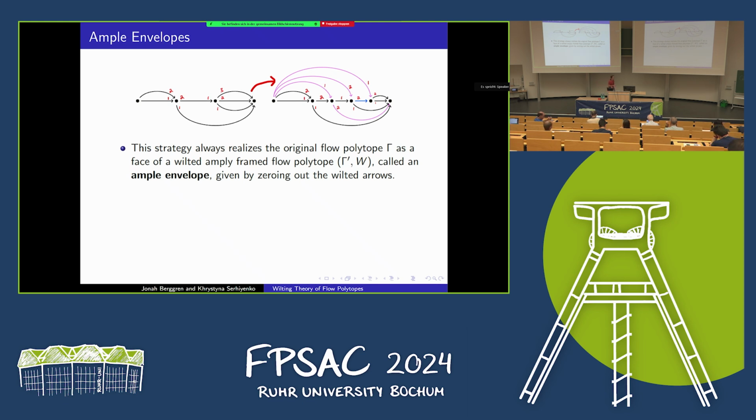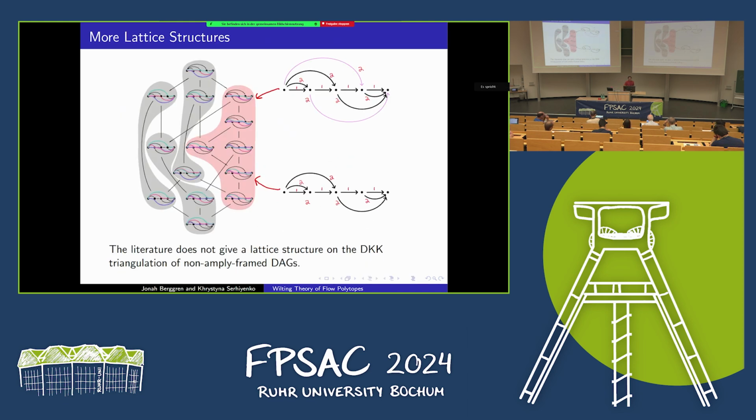Oh, certainly, yeah. So even here, I could, instead of deleting these two arrows to get this, delete this arrow and this arrow, in other words, these two arrows, to get this interval. And the ample envelope of that would be the same thing. Does that make sense? Then does it actually affect your theorem? I mean, what I mean by affect is that, so I guess the theorem actually talks about the amply framed DAGs and, no, never mind. I think I got it. Okay, thank you.